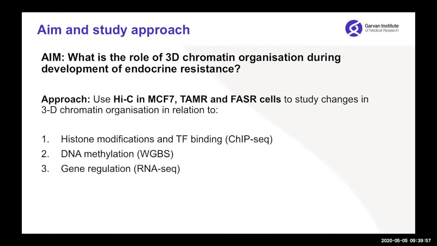So in order to validate this hypothesis, we used in situ Hi-C in the endocrine sensitive MCF7 cells and two endocrine resistant cell lines, TAMR and FASR. And we looked at changes in 3D chromatin organization and then compared that to different histone modifications and transcription factor binding sites using ChIP-seq. We also looked at DNA methylation using whole genome bisulfite sequencing, and we looked at changes in gene regulation using RNA-seq.